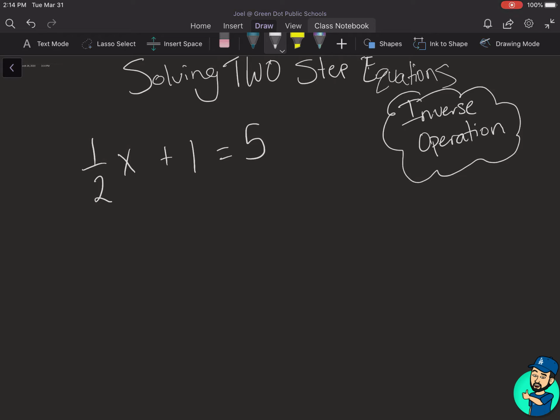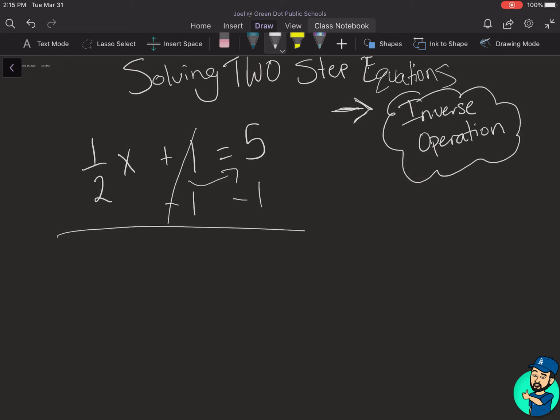Okay, small numbers. But even if there were big numbers, you still need to solve it the same way. So first we need to leave half of x, or half times x, by itself. You need to move this positive 1 to the other side of the equal sign. You, guess what, need to apply the inverse operation. The opposite, or the inverse operation, of positive 1 or plus 1 is negative 1 or minus 1. So you need to subtract 1 from both sides.